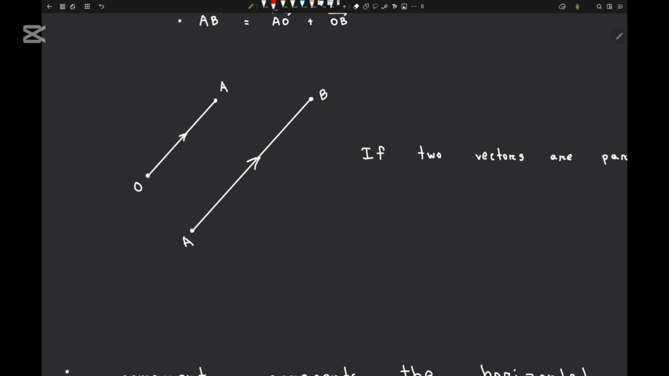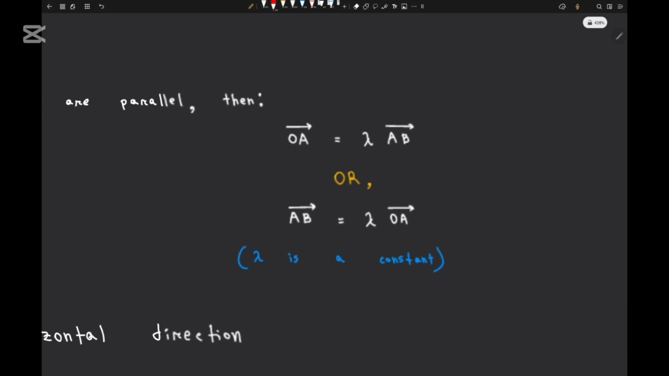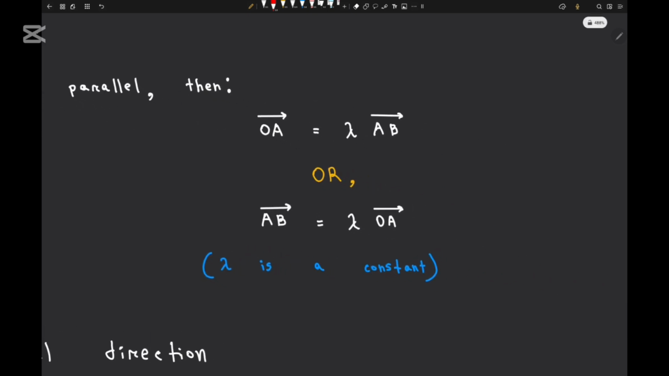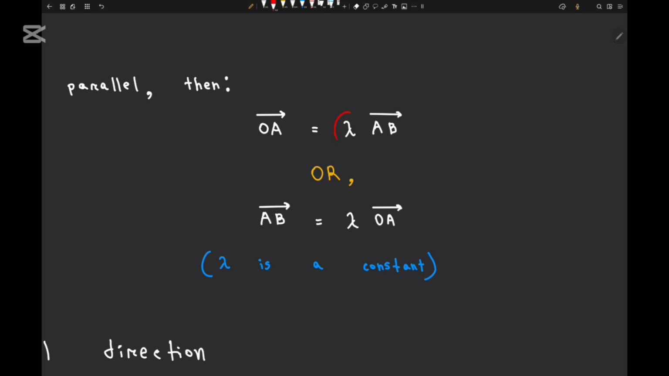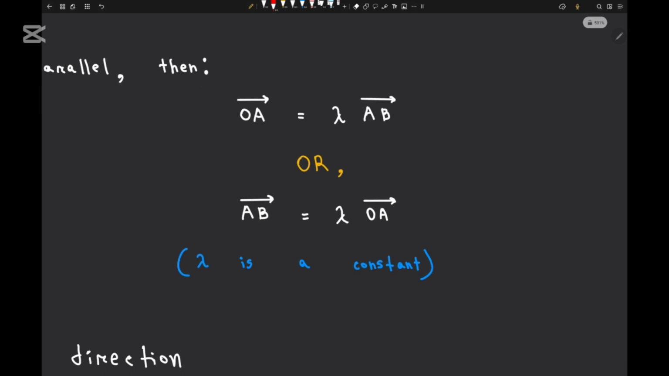Now if these two vectors are parallel, I can say that the OA vector is equal to lambda times AB vector. Lambda is a constant. The value of lambda can be 0.5 or 2 or 3, anything. But the value of lambda cannot be negative. This has to be a positive value. Or you can also write it like this, that AB vector equals lambda times OA vector. It doesn't matter.